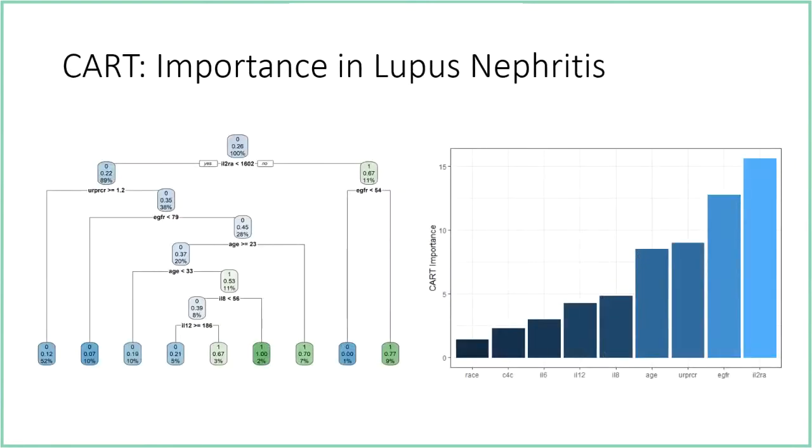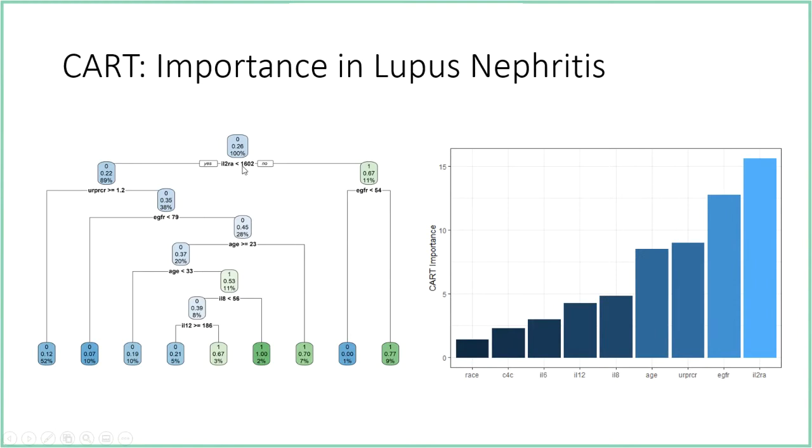Okay, so just to look at what this looks like in the context of our example. Again, this is our CART tree for our lupus nephritis example. This is done in, I think, the party package in R, and party makes a really pretty tree. So the colors kind of tell you: the more green they are, they're ones, the more blue they are, they're zeros. So ones are our treatment responders, zeros are our non-responders.